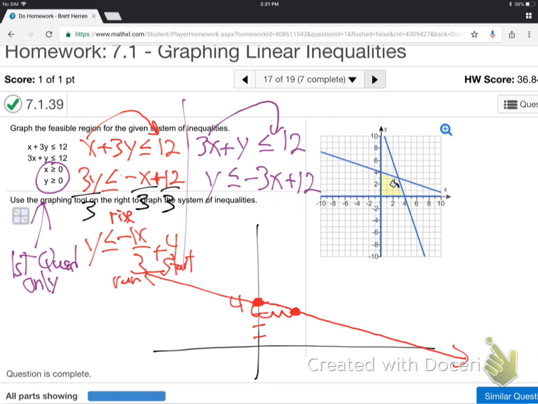Where do we shade for that thing? Above it or below it? Where do we shade? Yeah, y is less, so we shade below.